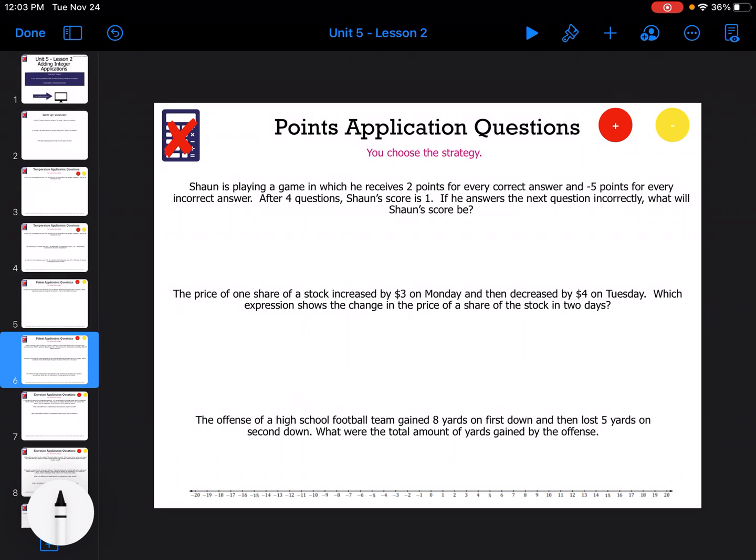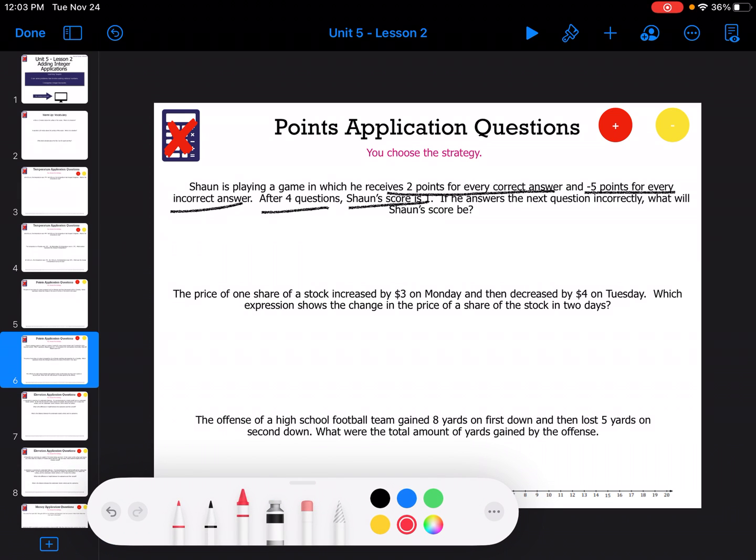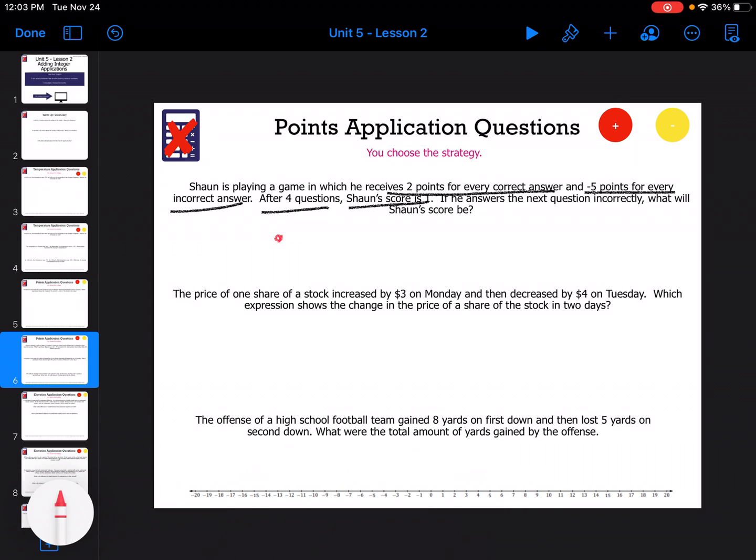So now they're asking us to use points application questions. So Sean is playing a game and he receives 2 points for every correct answer and negative 5 points for every incorrect answer. After 4 questions, Sean has a score of 1. So right now he has 1 positive. So I'm going to go ahead and put that 1 positive in there. Then it says if he answers the next question incorrectly, what will Sean's score be?